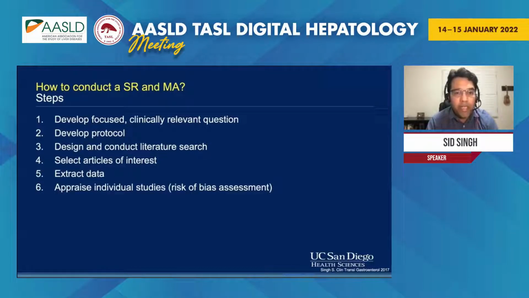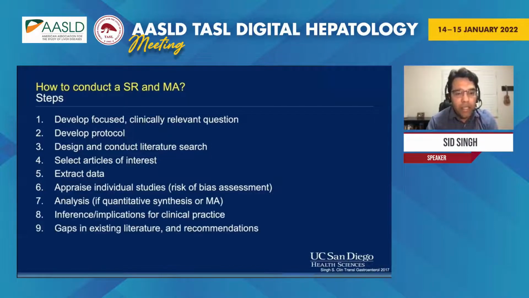Subsequently, we need to design and conduct a literature search, ideally in conjunction with a librarian. Subsequently, we select articles of interest that meet our inclusion and exclusion criteria. We abstract relevant data based on our predefined protocol. We appraise the individual studies or assess the risk of bias in these individual studies. And subsequently, if we anticipate performing a quantitative synthesis or meta-analysis, we conduct this analysis.